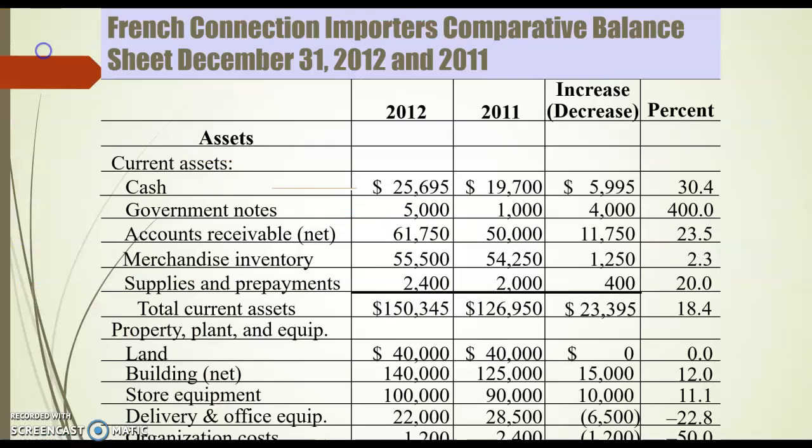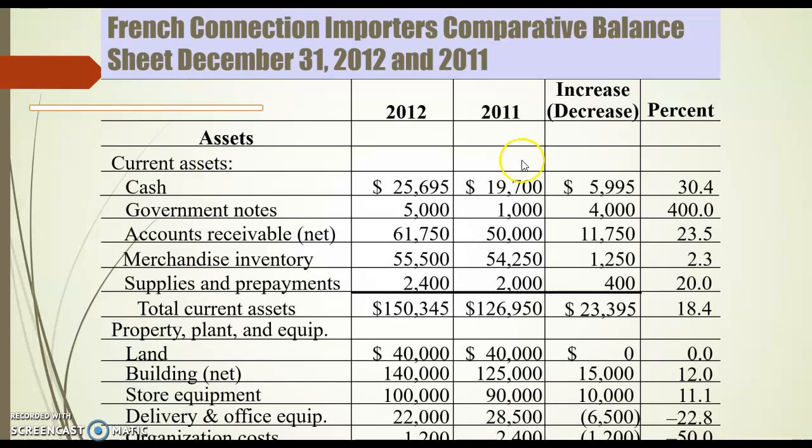Okay, let us continue on. In the previous video, we took a look at analyzing the income statement, and here we have French Connection Importers' Comparative Balance Sheet for the 2 years 2012 and 2011.